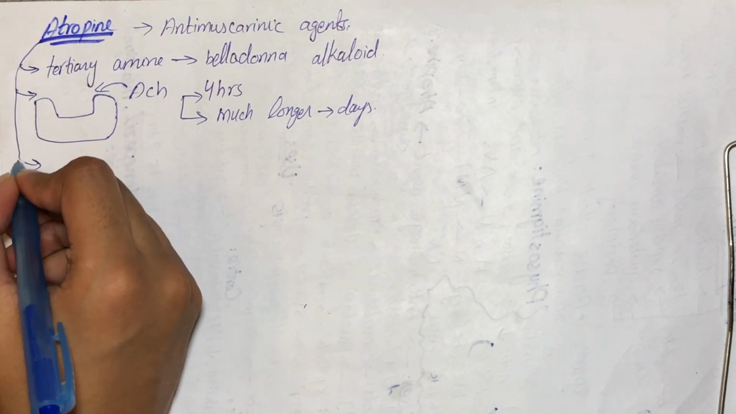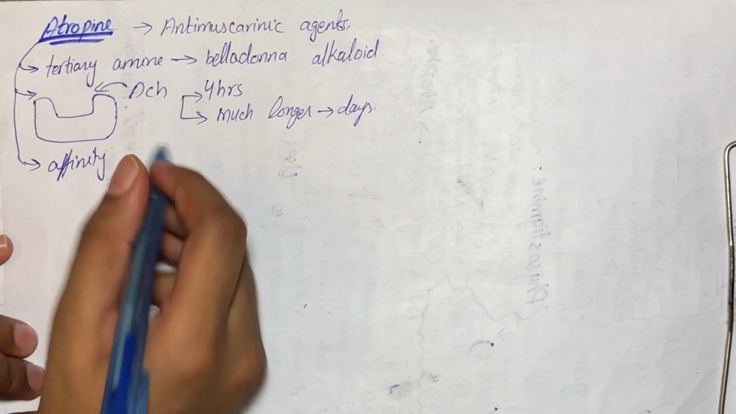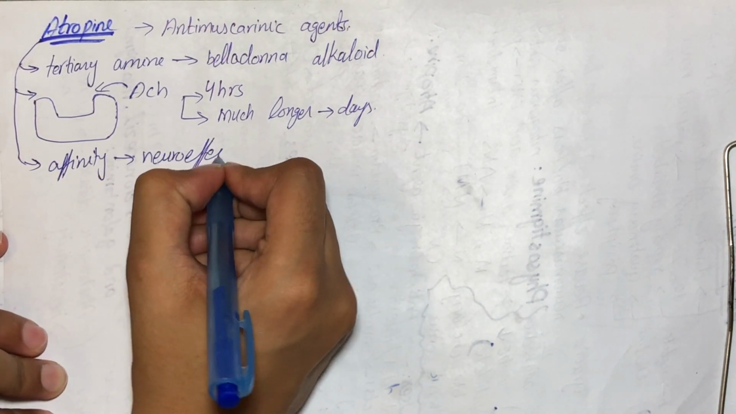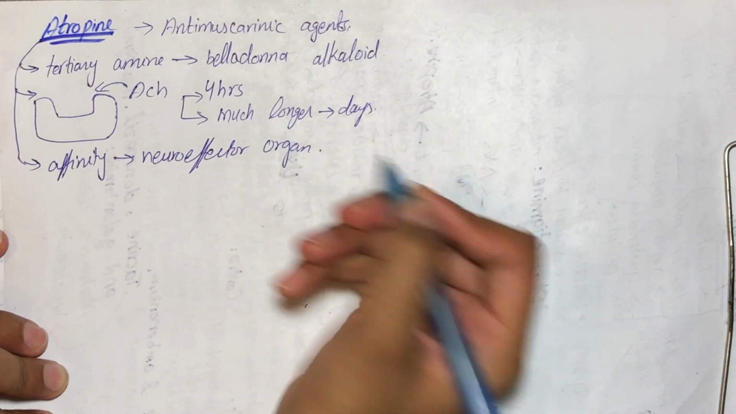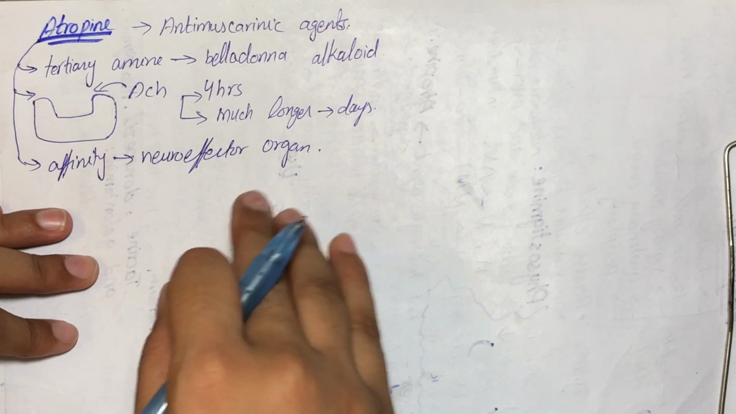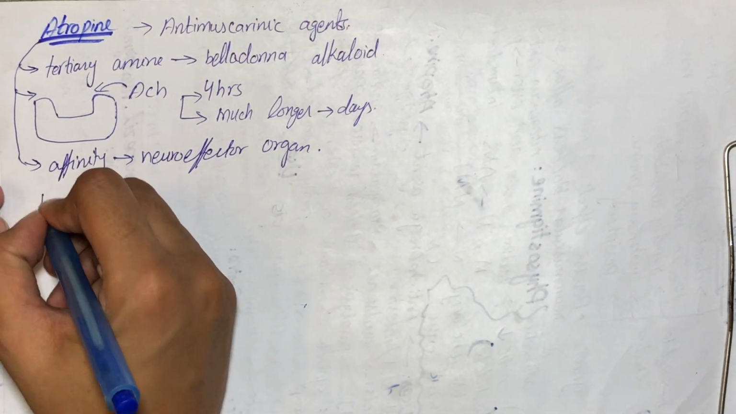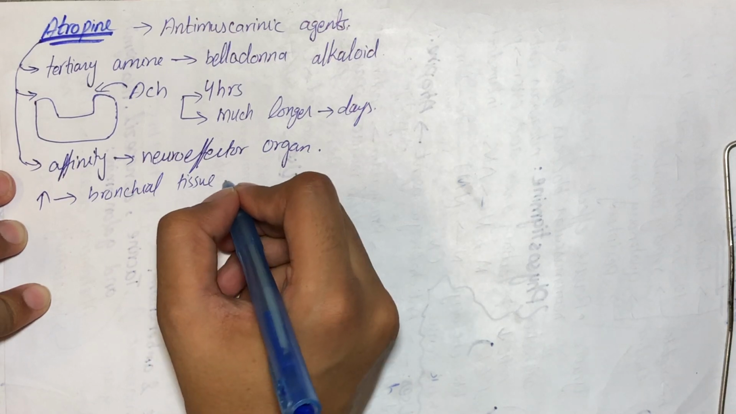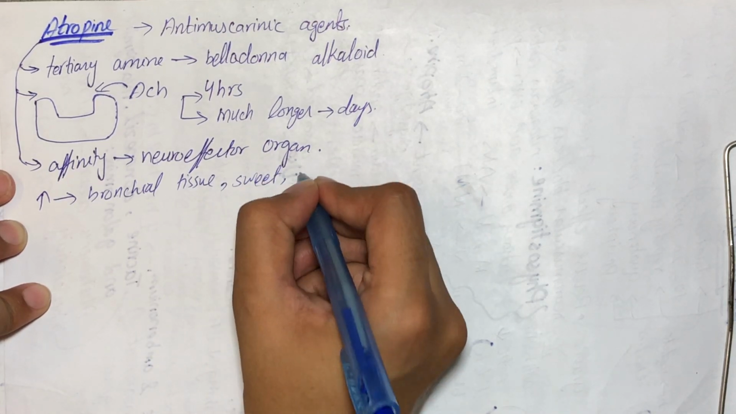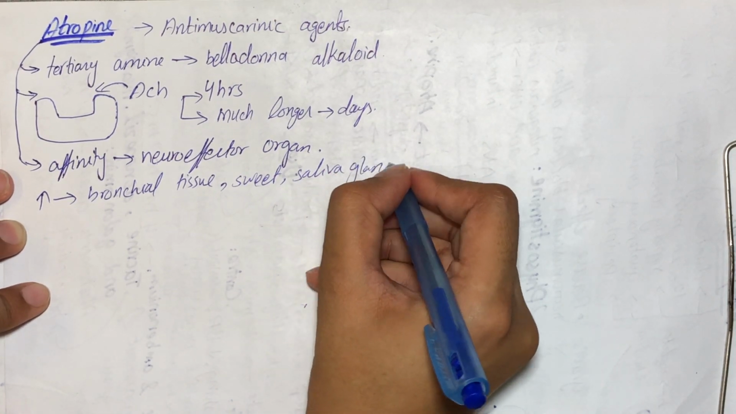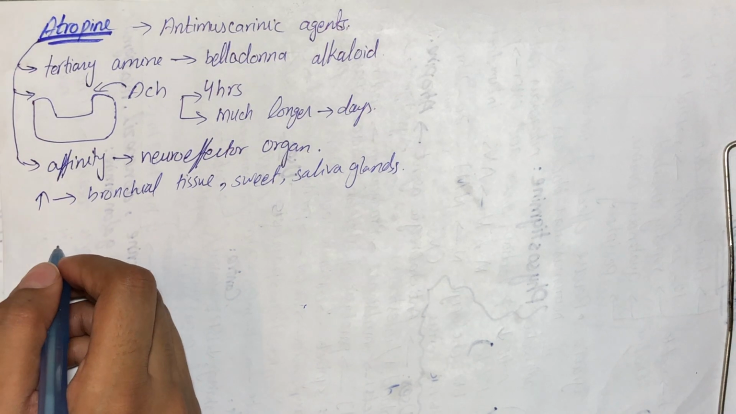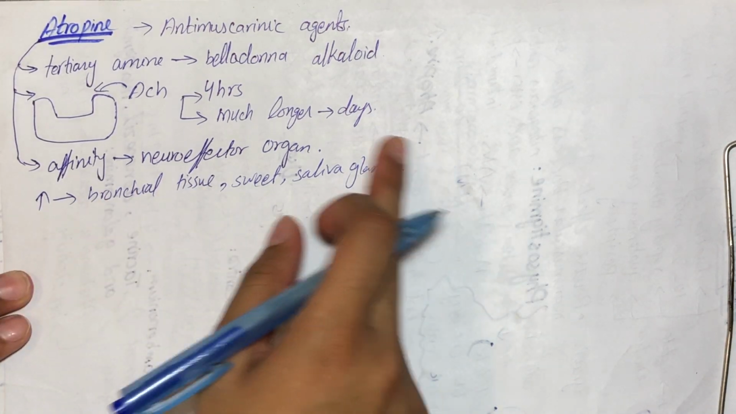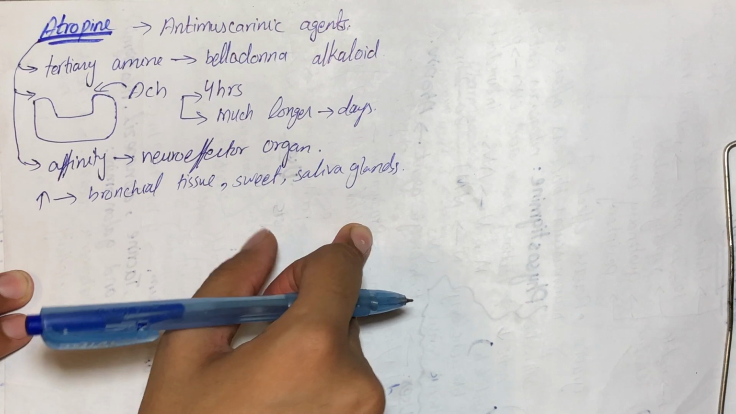The affinity of atropine depends upon the neuroeffector organ. Atropine has a much more inhibitory effect on bronchial tissues and sweat and salivary glands, whereas it has less inhibitory effects on other organs. So it has much more sensitivity or affinity for these tissues.